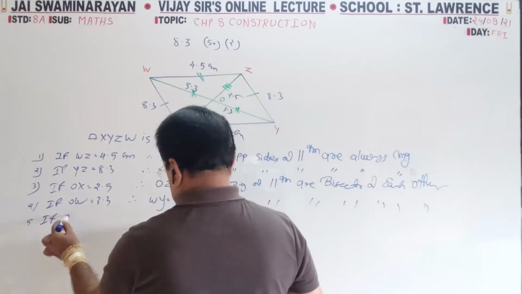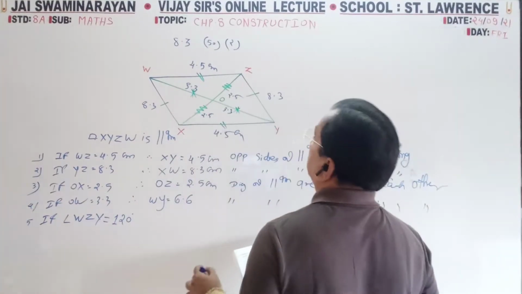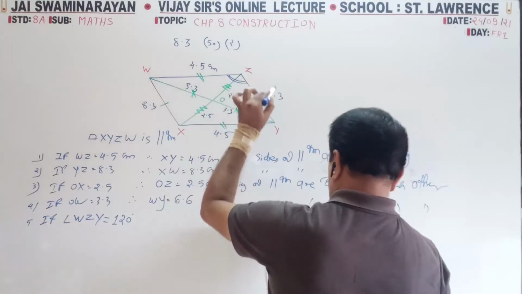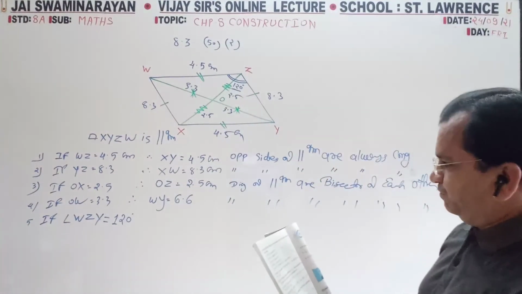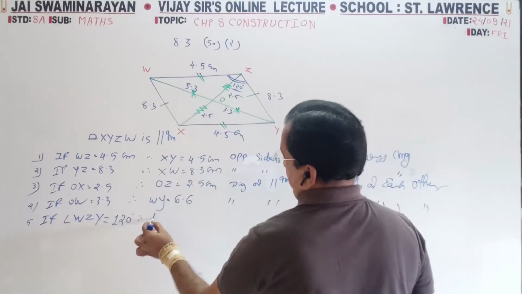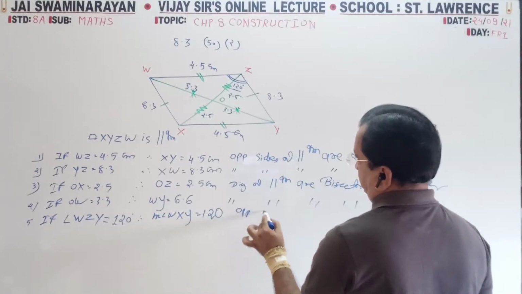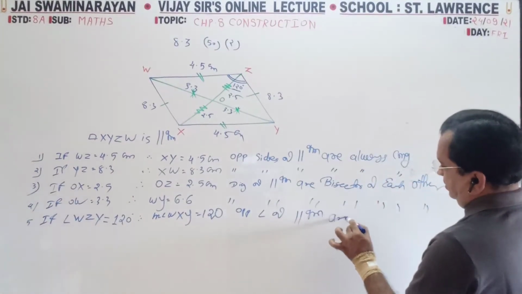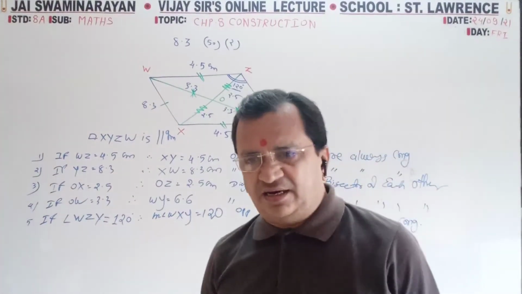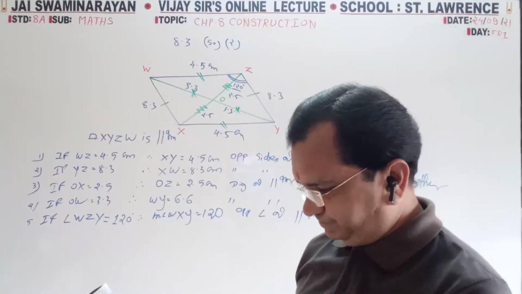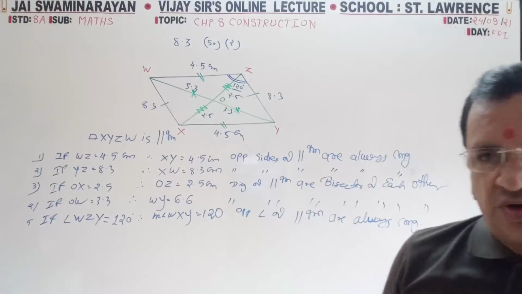Fifth question, if angle WZY is 120, therefore measure of angle WXY also is 120, because opposite angles of a parallelogram are always congruent. Write this in your notebook or take a screenshot.